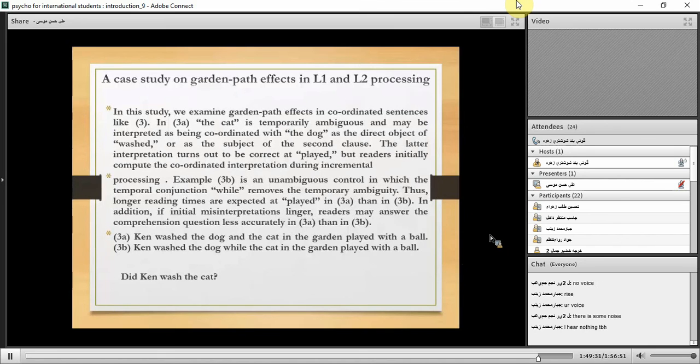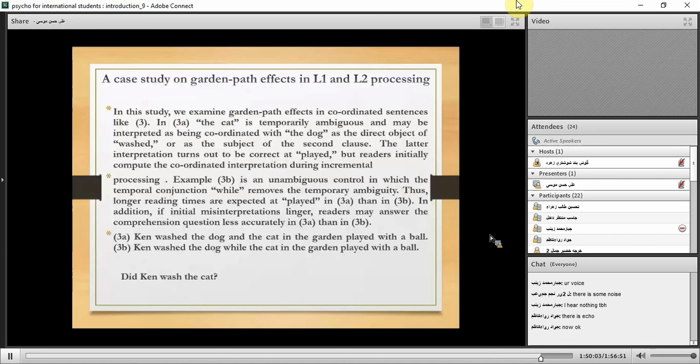In this study, we examine garden path effects in coordinate sentences like 3A. The cat is temporarily ambiguous and may be interpreted as being coordinate with the dog as the direct object of washed, or as the subject of the second clause. The latter interpretation turns out to be correct, but readers initially prefer the coordinate interpretation during incremental processing.